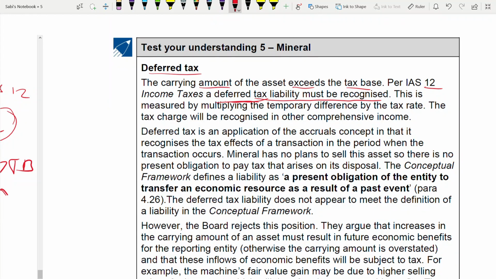How do you measure this? We said the carrying amount is more than the tax base, therefore deferred tax liability. But how do you measure and calculate it? By multiplying the temporary difference. Remember, the difference between the carrying amount of the asset and the tax base is known as the temporary difference. This temporary difference you multiply with the tax rate and find the deferred tax. Where will this tax go? It will go under other comprehensive income.